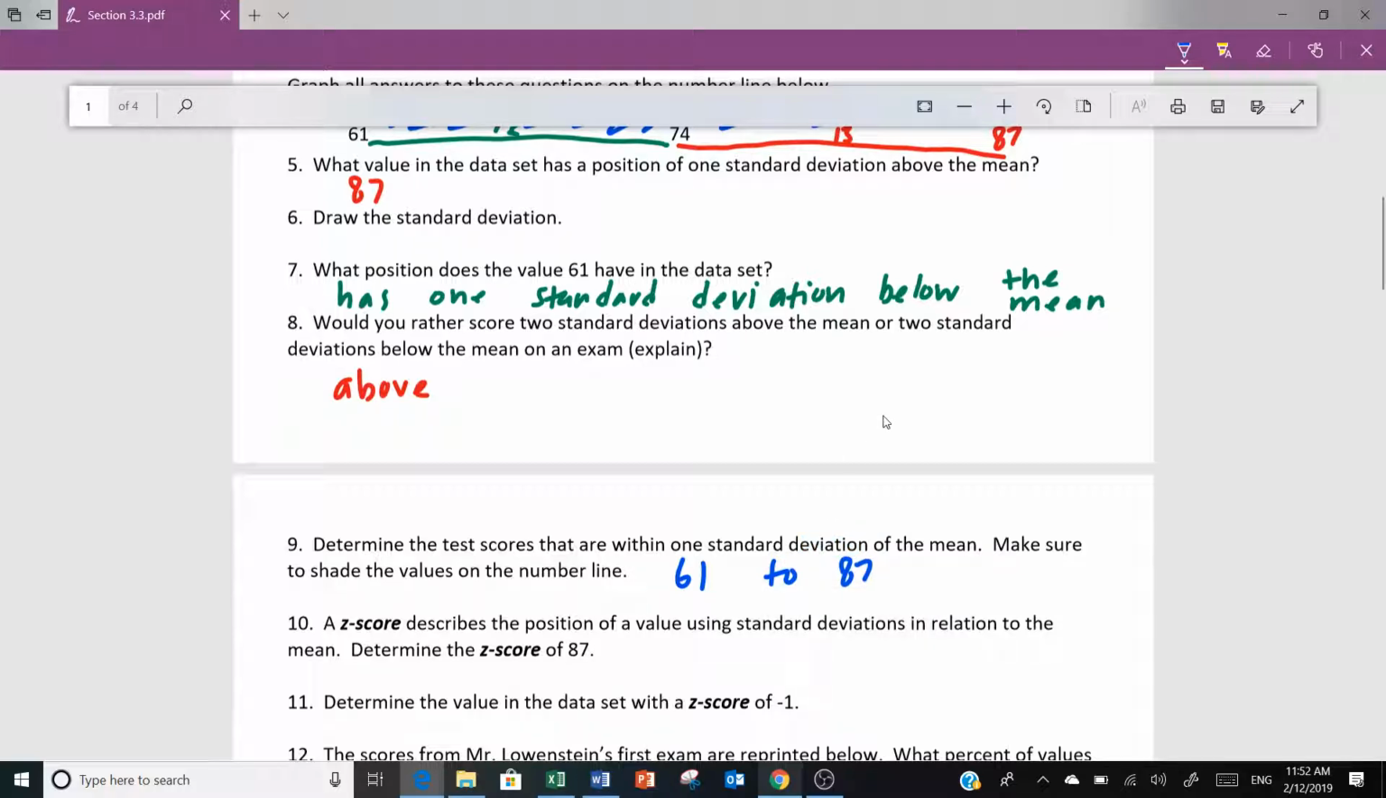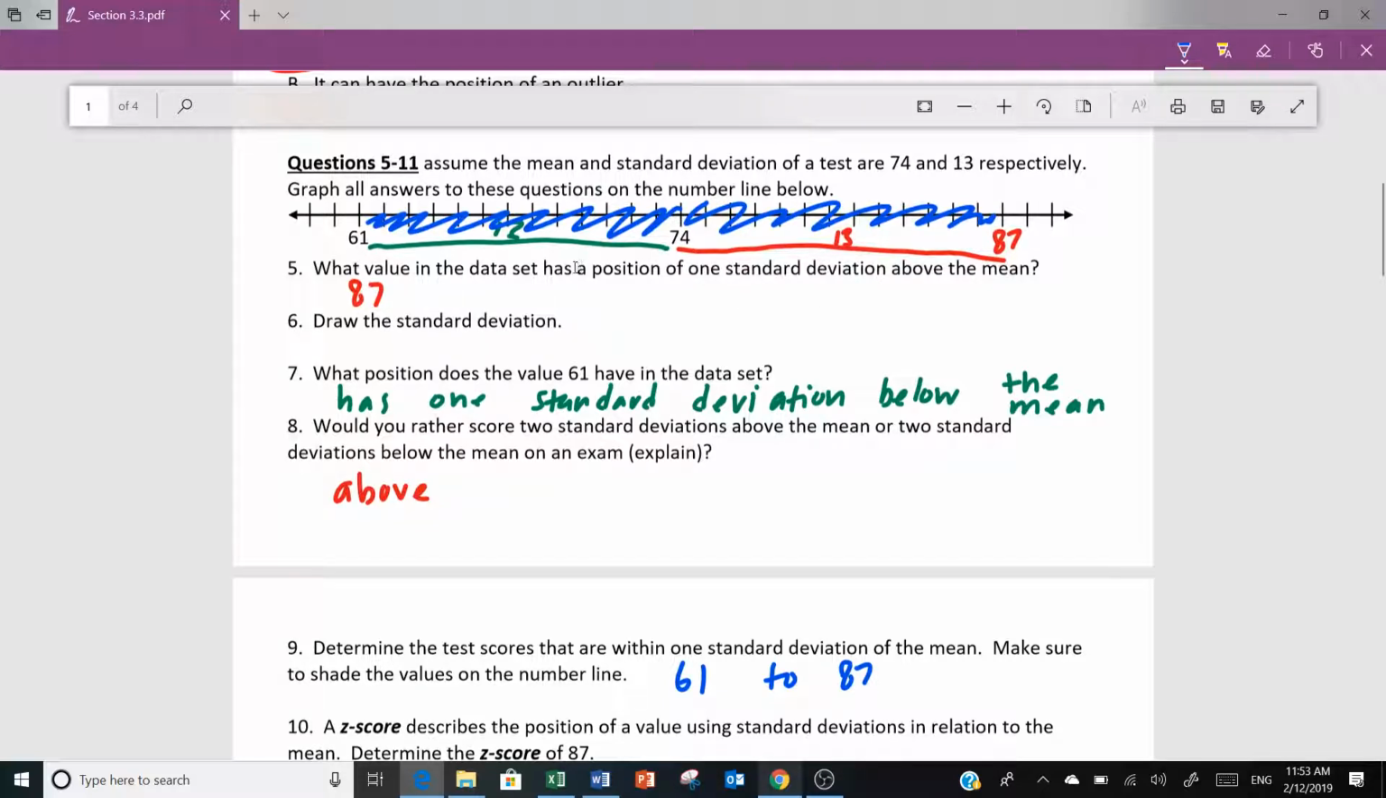Any questions on that? A lot of students get confused here because they think, oh, 61 to 87, well, that was 2 standard deviations. Well, there's a total distance of 2 standard deviations, that's true. But when we say within 1, that means 1 below and 1 above. So no less than 1 below and no more than 1 above. So that's what we mean within 1. Any questions on that?